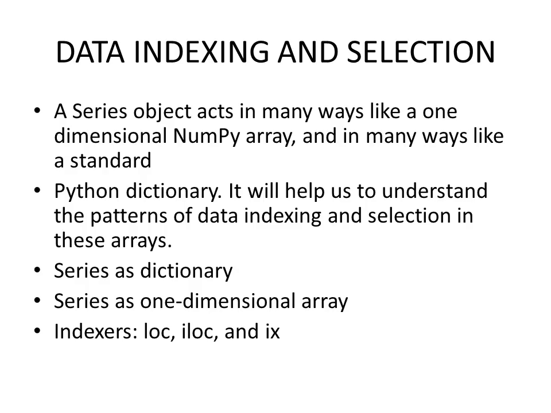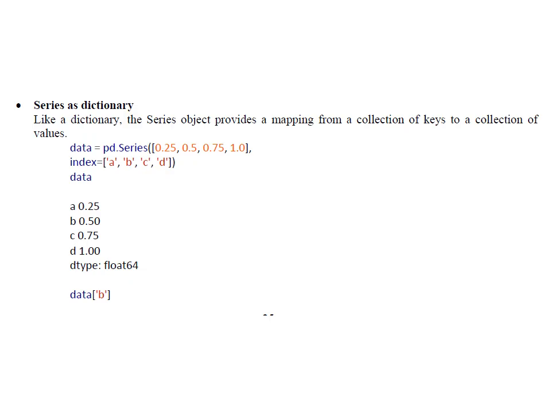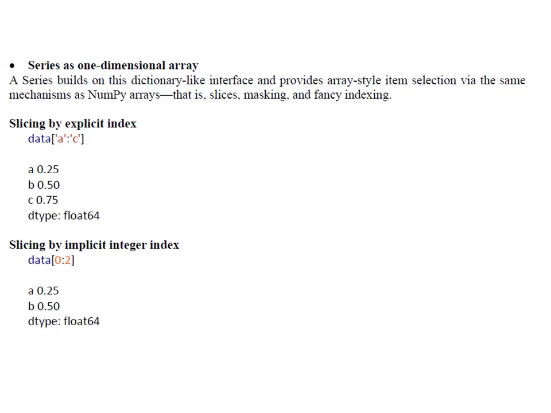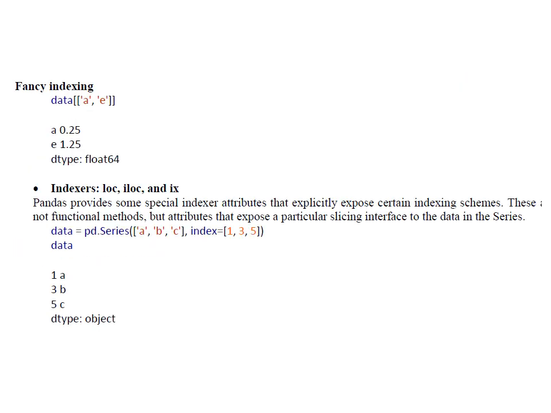Next, we move on to data indexing and selection. Here in data indexing and selection, we have NumPy arrays where it selects series like a dictionary in one dimension. The indexers we use here are loc, iloc and ix. Series as a dictionary uses location-based indexing and defines the same value with the float. And with fancy indexing, the indexes we use here, with data equal to pd.Series A, B, C, the index will be 1, 3, 5. For each we will be giving an index value.